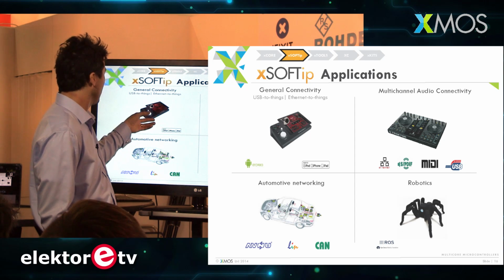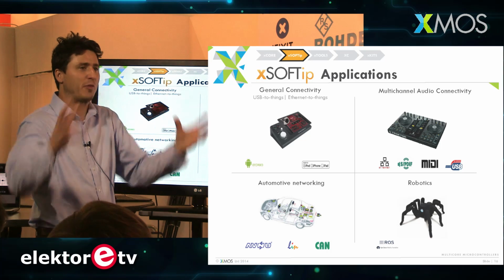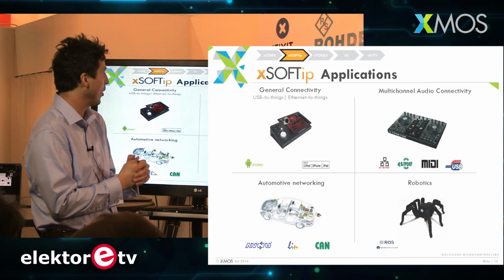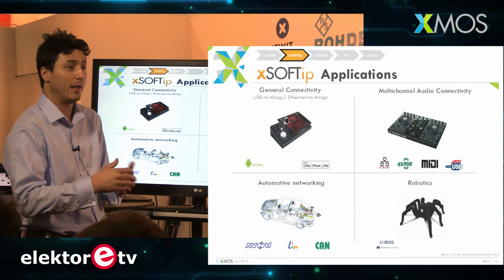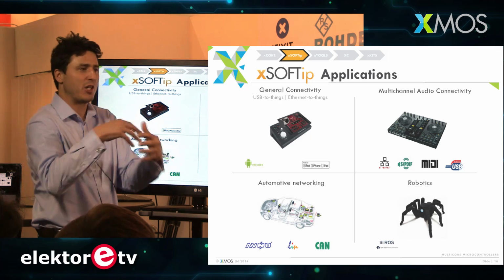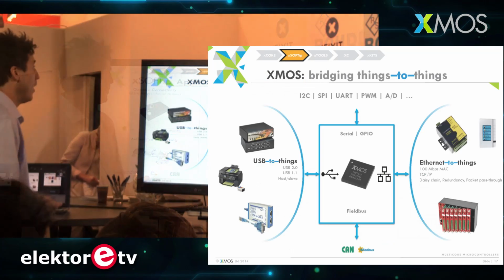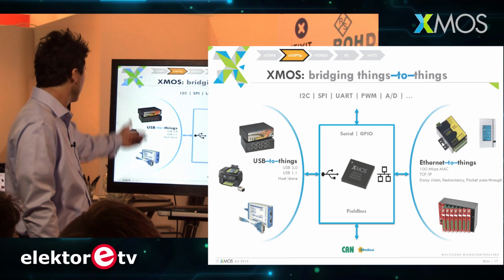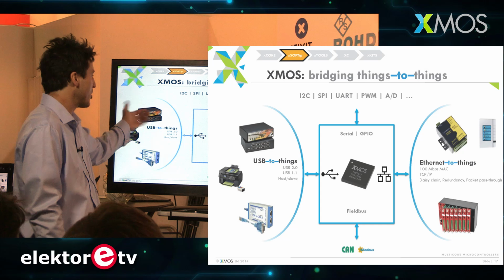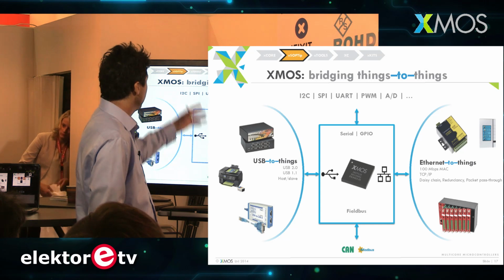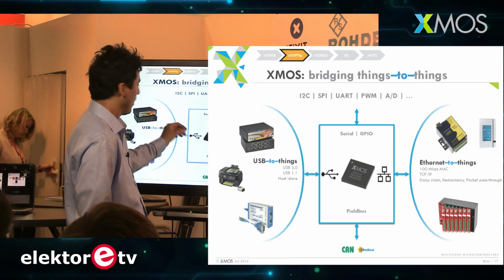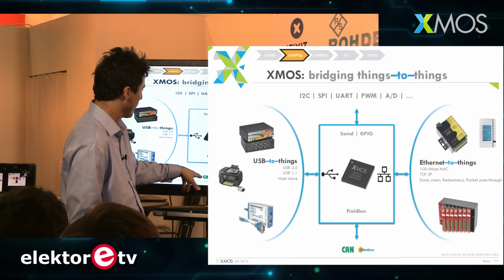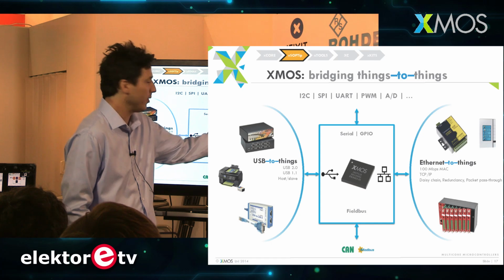General connectivity. So this is really looking at all the interfaces that we support. You saw some of them on the introduction slide for xSOFTip: USB, Ethernet, CAN, and bridging between those interfaces. Bridging things to things. USB to things for printers, for USB to UART bridges. So you have a very flexible USB device. Then you have all these standard serial buses, and you have field buses, and you have also Ethernet.